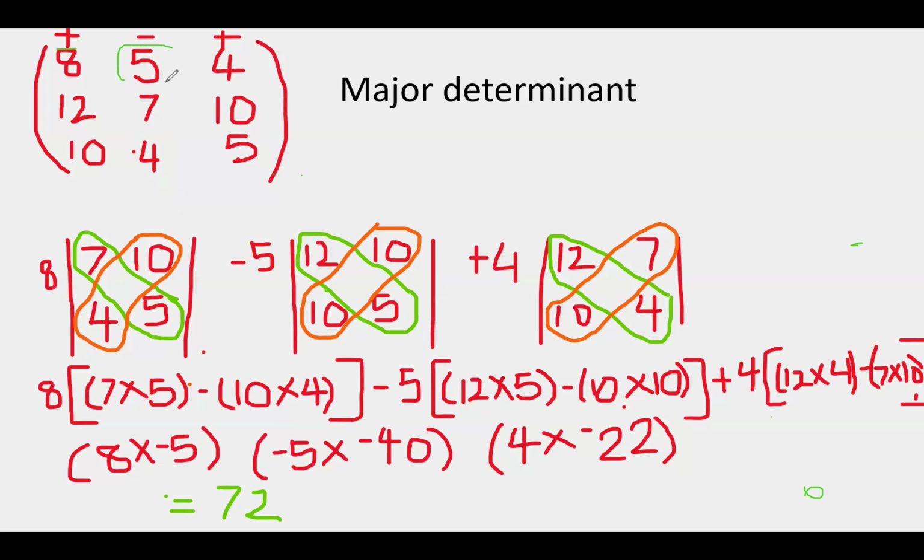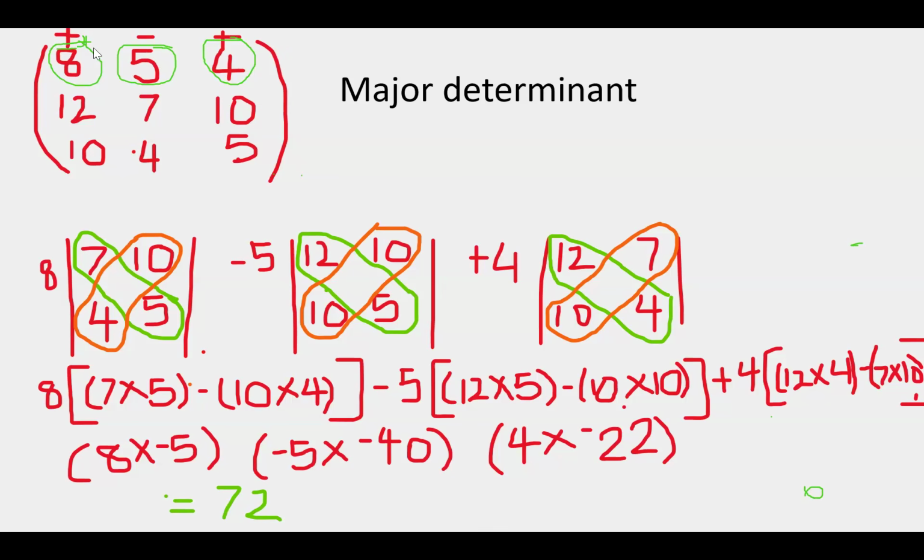This particular value will be considered as a negative. This particular value will be considered as a positive, and this particular value will be considered as a positive. Once you forget to make this a negative value, you'll find your values wrong and you'll find it difficult to find the determinant.